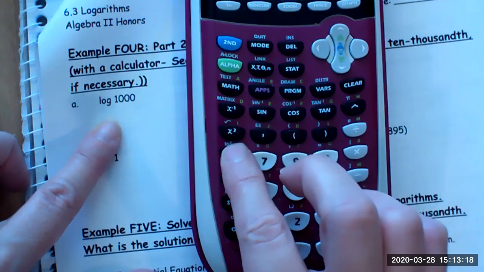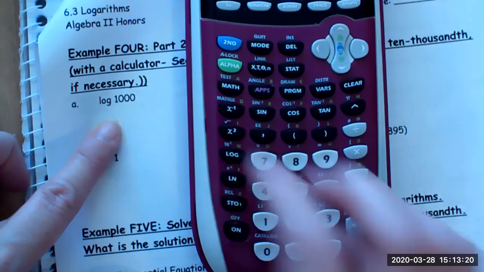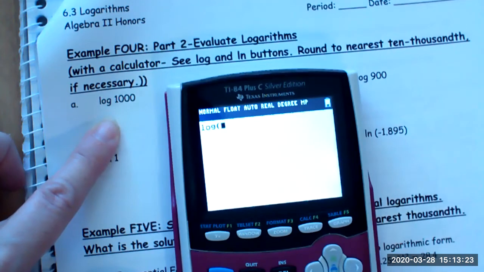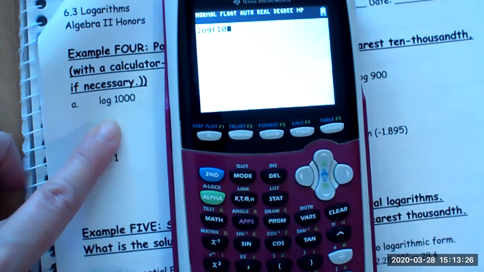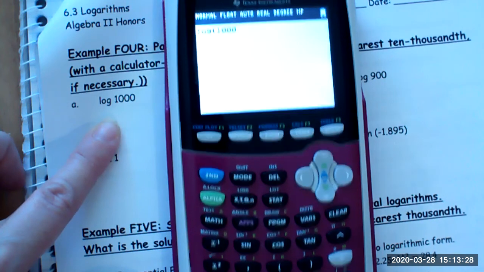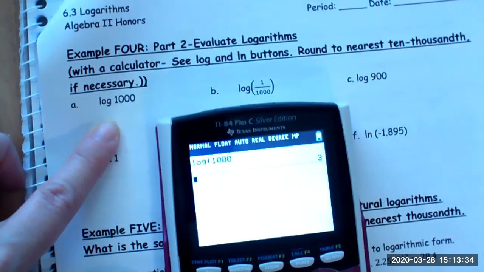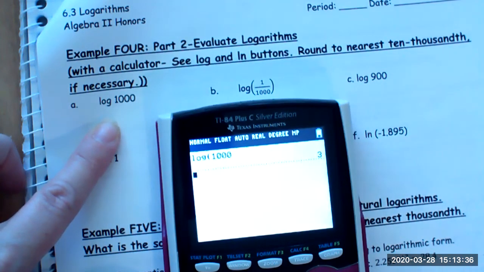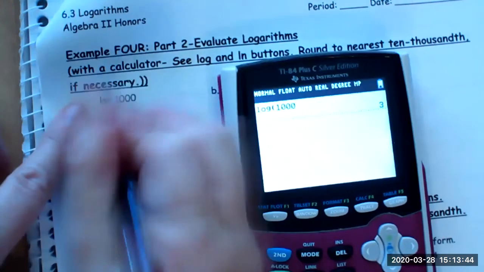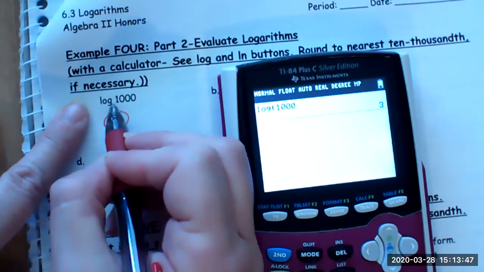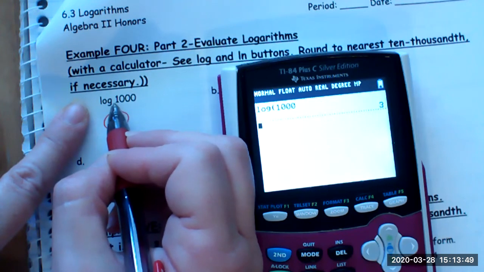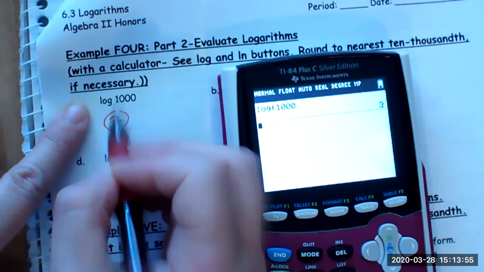So if I want to just take log of 1,000, I'll hit log first, and then just type 1,000, and then just hit equals, okay? And you can see it said round to the nearest 10,000th if necessary. Obviously, in this particular case, there's no rounding necessary. And this is one we could have done by mental math also, because you want to remember, you have an understood base 10 here, and we know that what number do we have to raise 10 to get 1,000, and that is 3, okay?